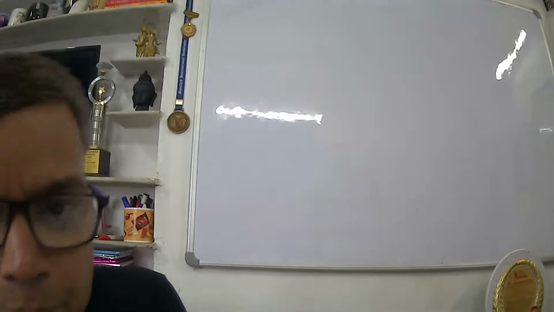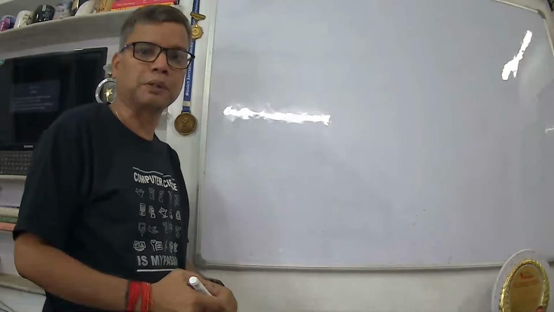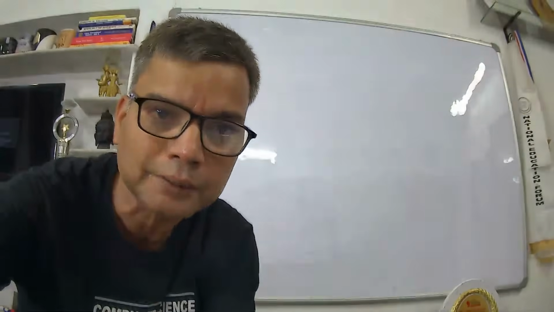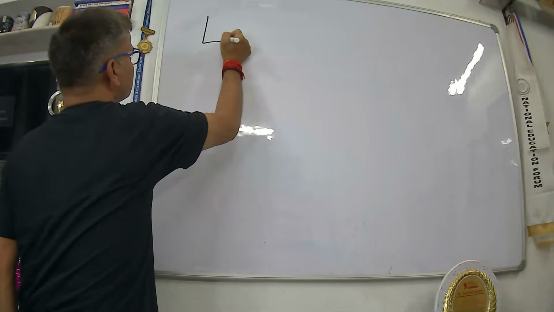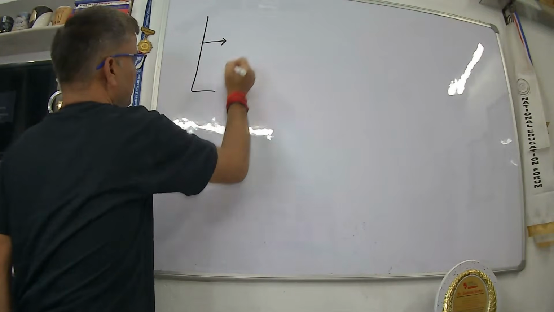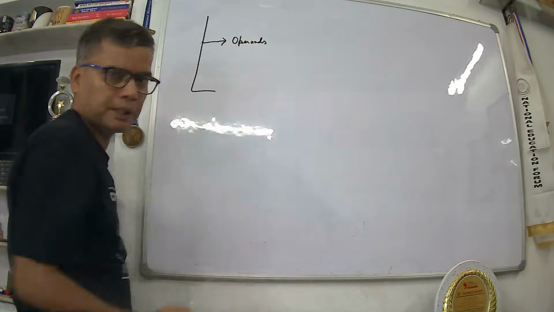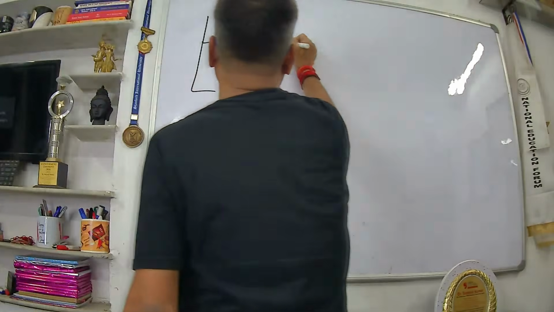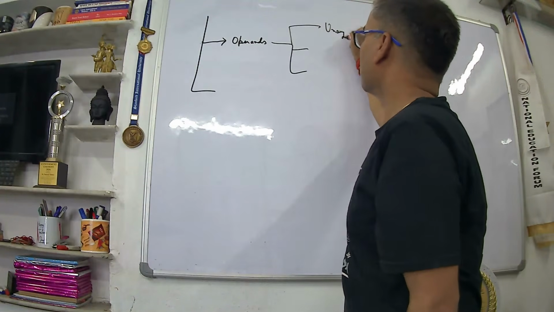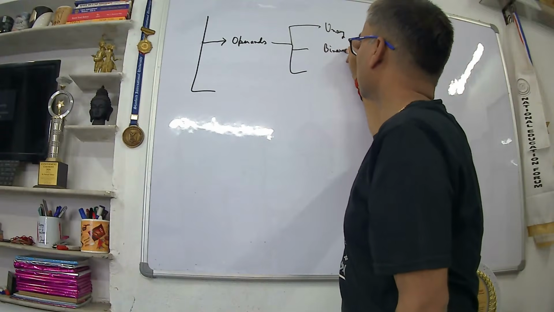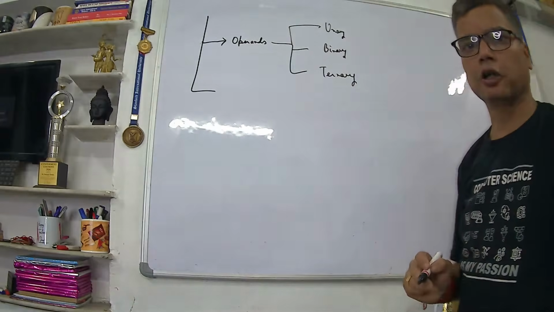Now let's talk about operators once again. As I told, operators are symbols which are used to perform certain specific tasks. Now the operators can be classified in two ways. One is based on the number of operands. Based on the number of operands, we have unary, binary, and ternary operators.